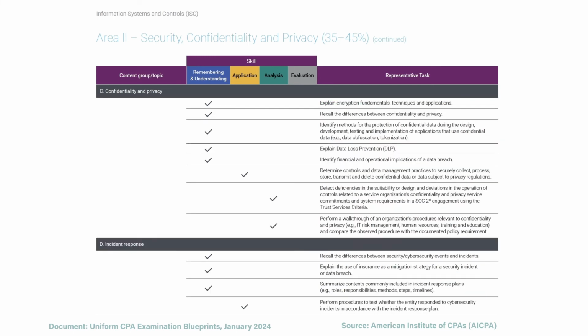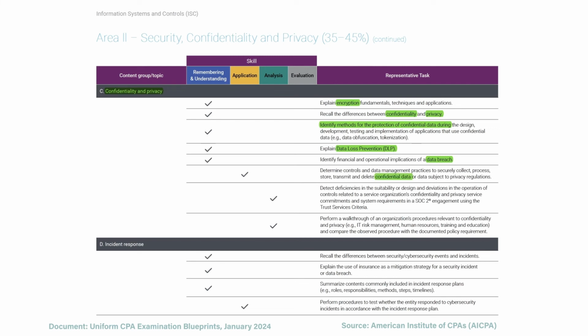Then we move to the section on confidentiality and privacy. So we're going to explain encryption and the different techniques of encryption. We'll talk about the difference between confidentiality and privacy. From there, we talk about data loss prevention. We also talk about the implications of a data breach, of what and how it could impact a company. And then we'll talk about controls and data management to collect, process, store, transmit, and delete confidential data.